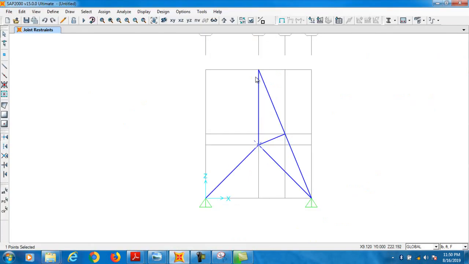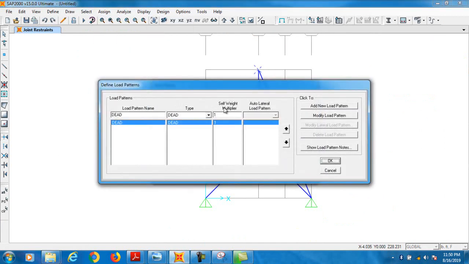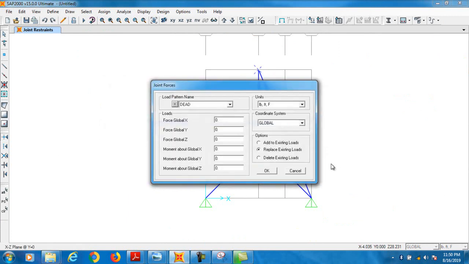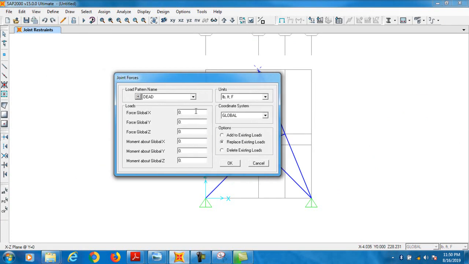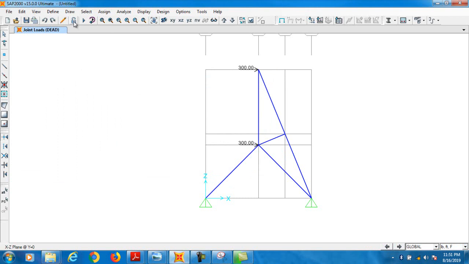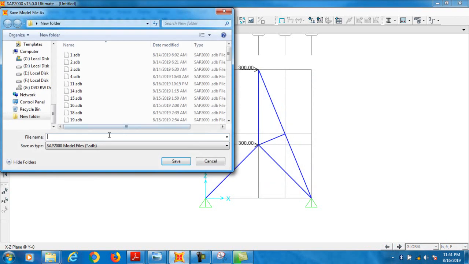Both are 300 pound. Okay, so assign joint loads forces. Make sure this is zero. Clear. Modify. Okay, and you see that the load is applied in x direction, in positive x direction. So 300 pound. Clear. Units global. You can use both these options as well. Okay. Loads are assigned. Now model, do not run. Run now and save the project.